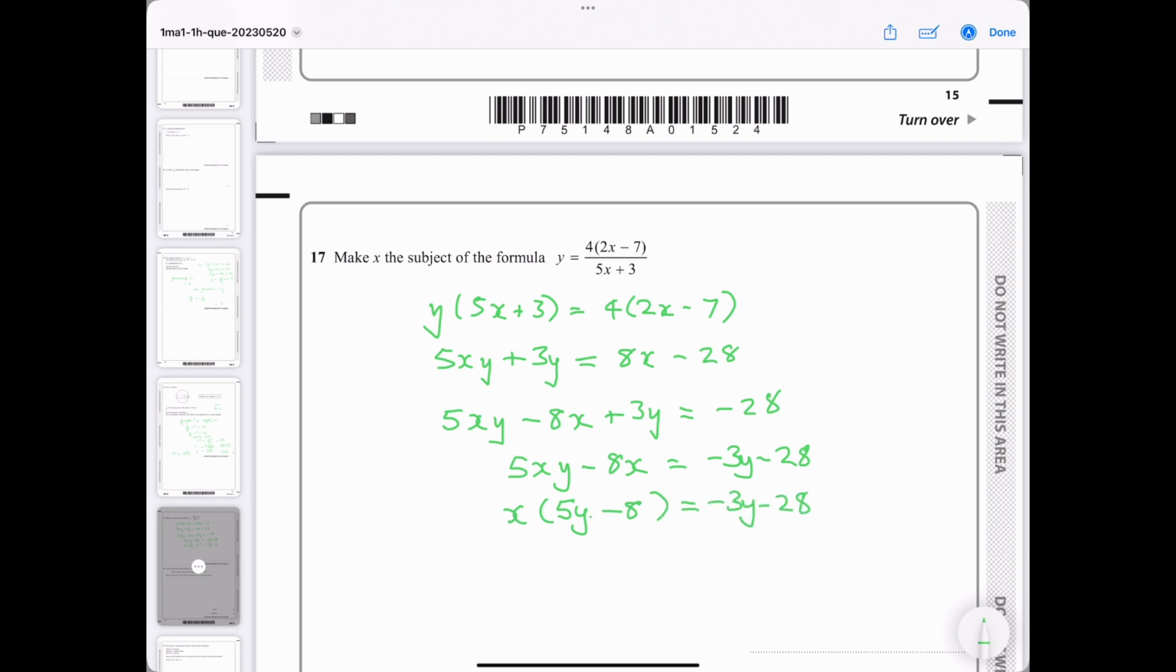And then I'm going to divide both sides by 5y minus 8, and we're going to get x equals minus 3y minus 28 over 5y minus 8. And I don't think there's anything you can really do with that. That's the answer.